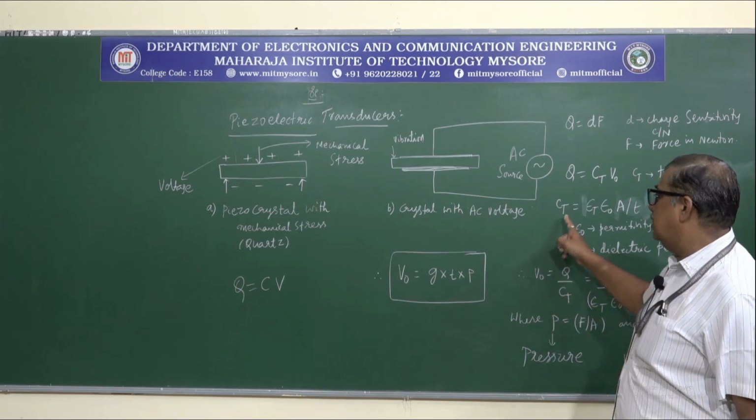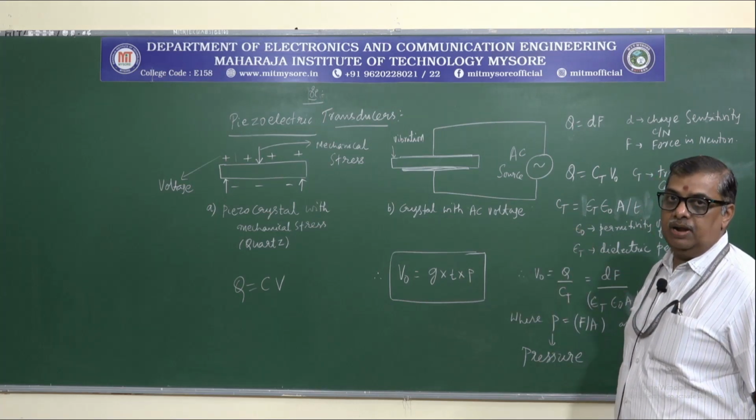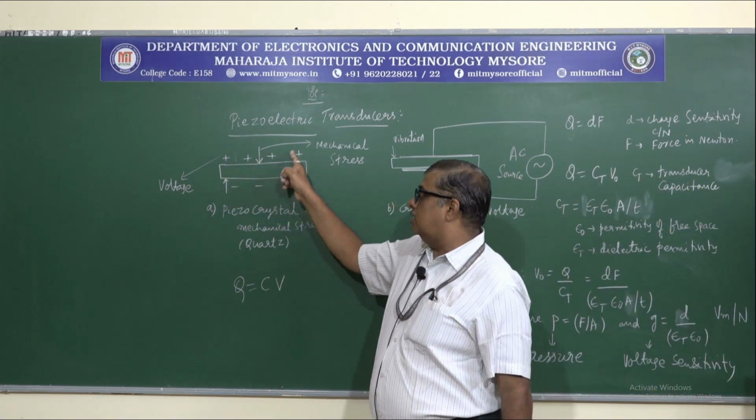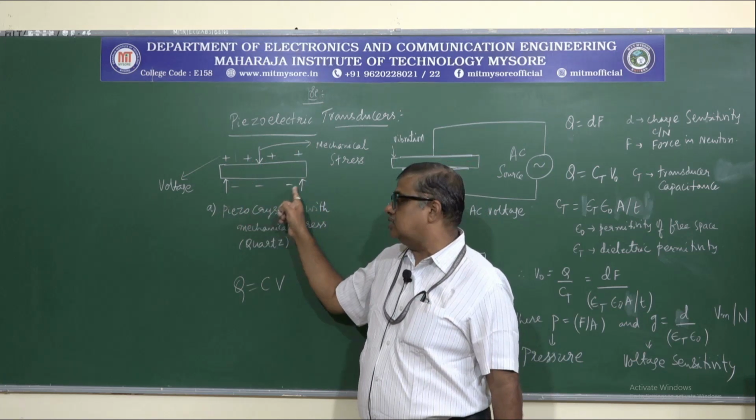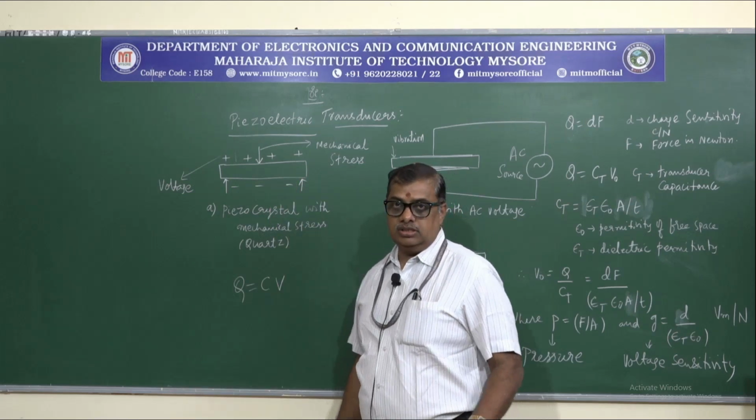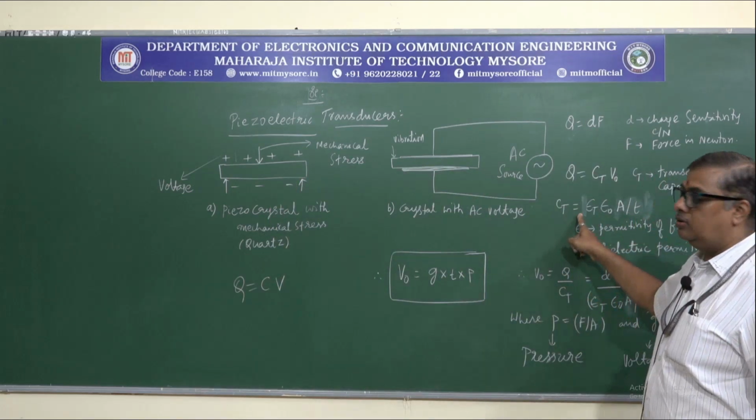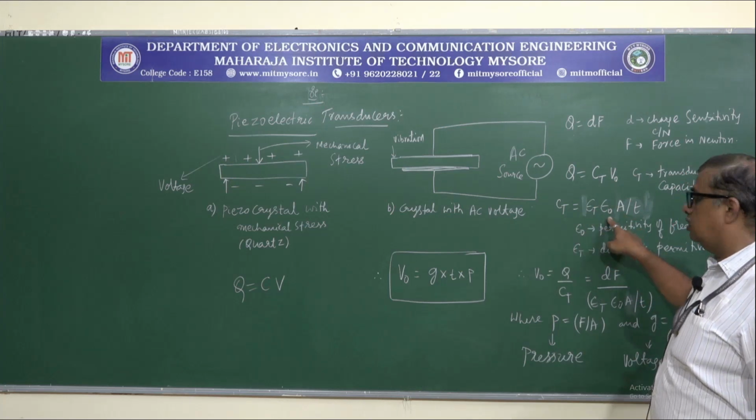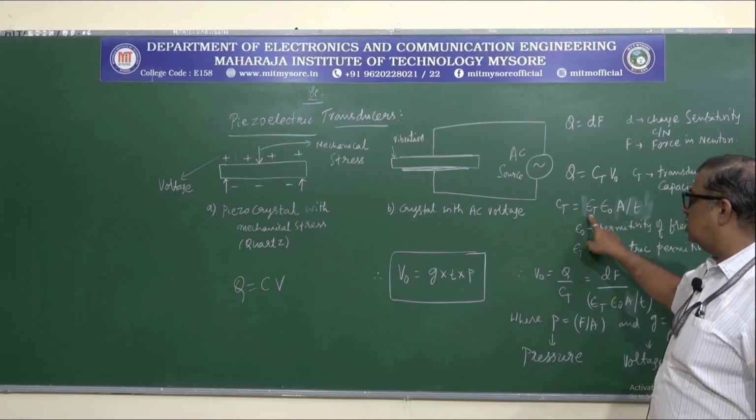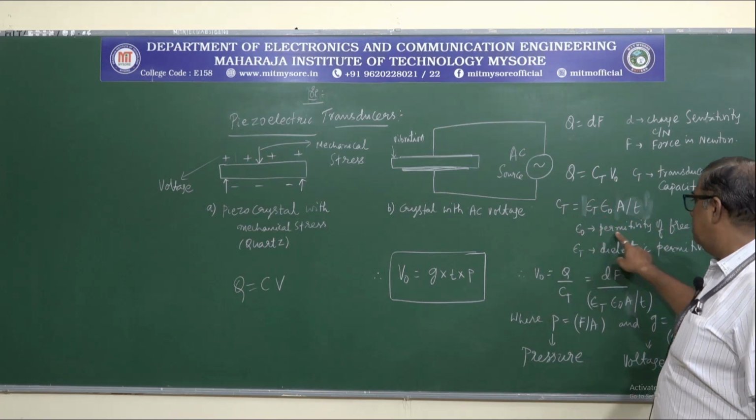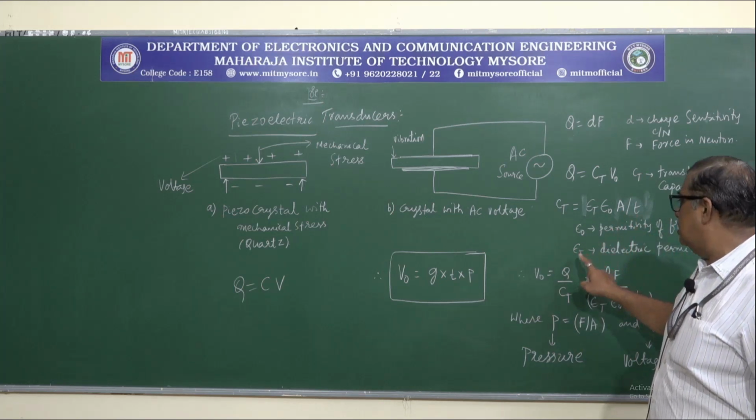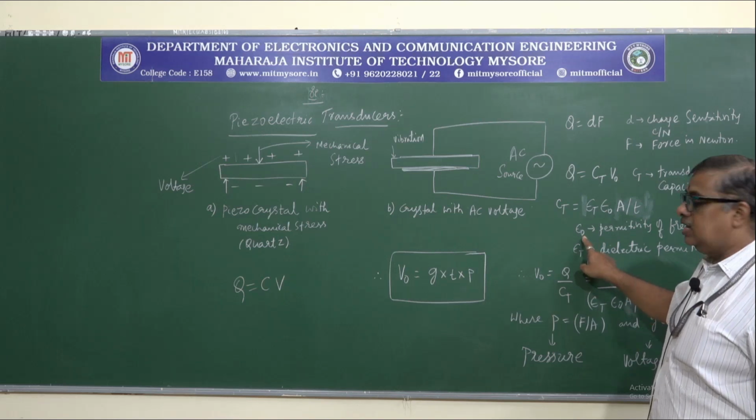But we know the equation of a parallel plate capacitor. Why parallel plate? Because you are seeing that positive charges are arranged like this and negative charges are arranged like this. It is in the form of a parallel plate capacitance. Therefore, C_T = ε_T × ε_0 × A / t. What is this ε_0? ε_0 is called the permittivity of free space. It is a standard value.